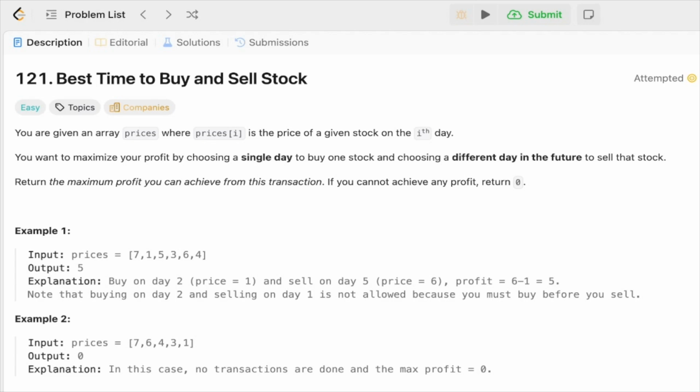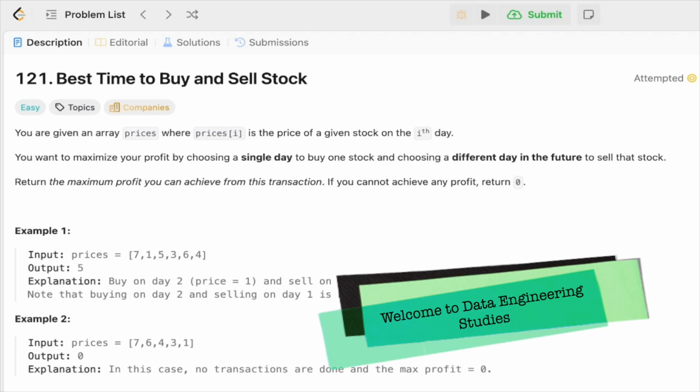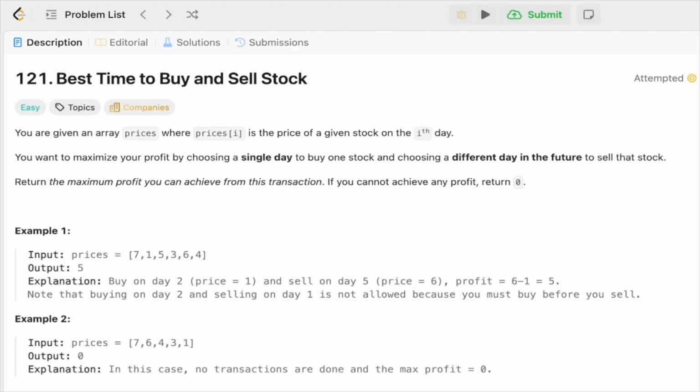Hello everyone, in this video we are going to see the Leetcode question number 121, best time to buy and sell stocks. The question is, you are given an array of prices where prices[i] is the price of a given stock on the ith day. You want to maximize your profit by choosing a single day to buy one stock and choose a different day in the future to sell that stock. Return the maximum profit that you can achieve from that transaction. If you can't achieve any profit, return 0.